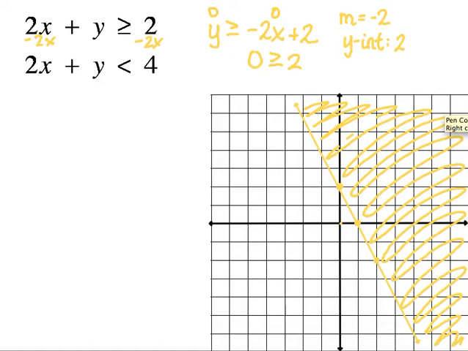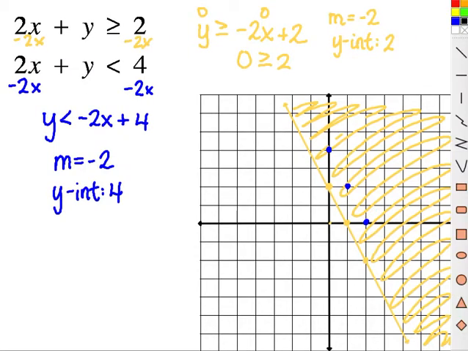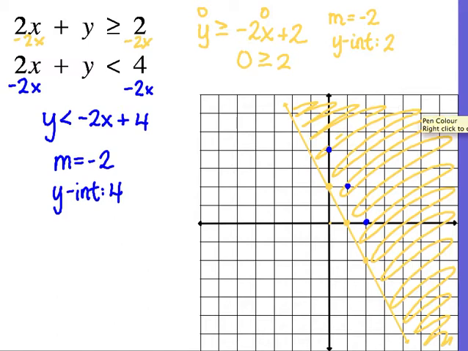So let's go ahead and subtract 2x on the next one. And I get y to be less than -2x plus 4. What's my slope? -2. Very good. What's my y-intercept? 4. So I'm going to put a dot at 4 and a slope of -2. What do you notice about this line? It's parallel to the first. Very good. I'm also going to use a dashed line.